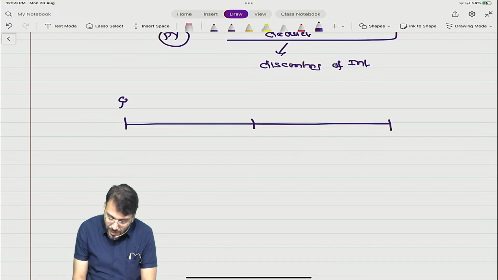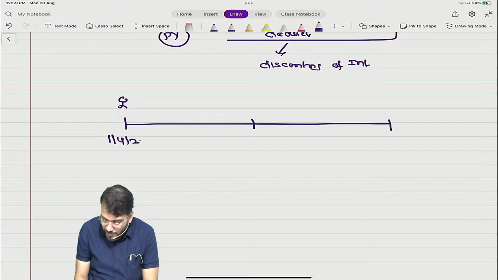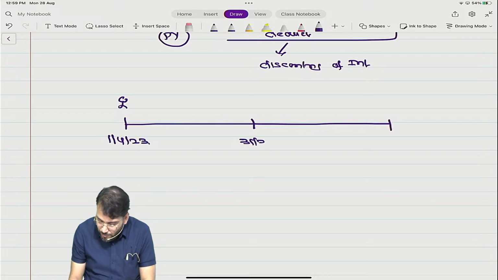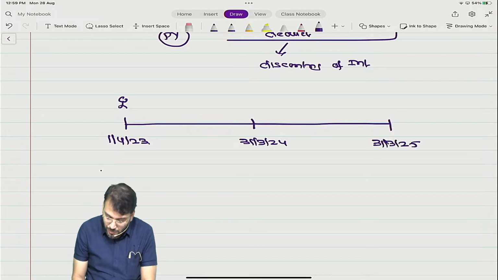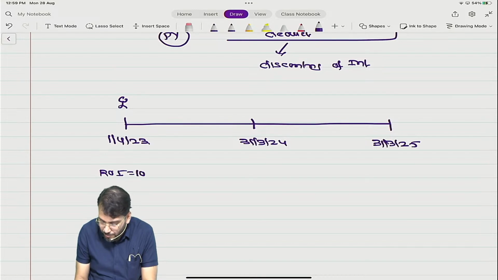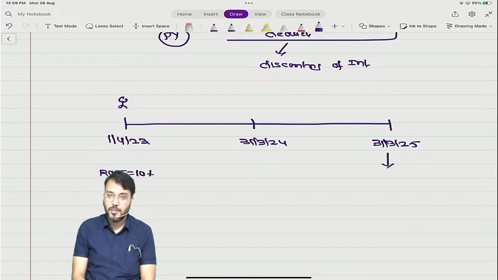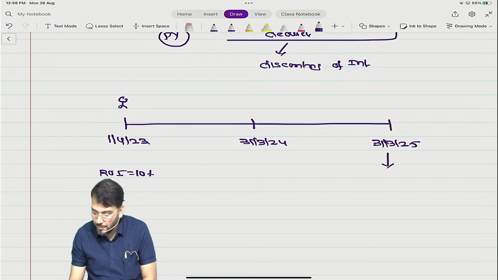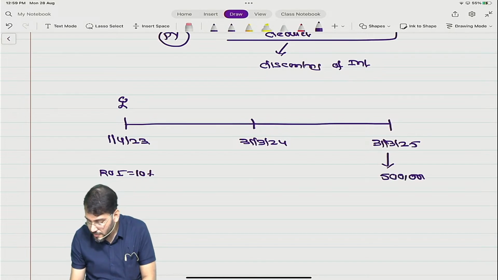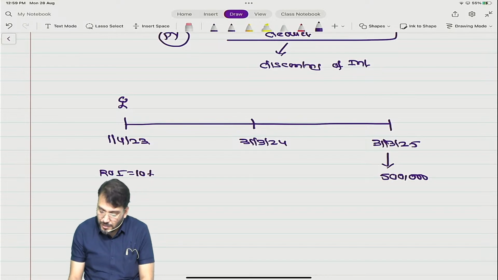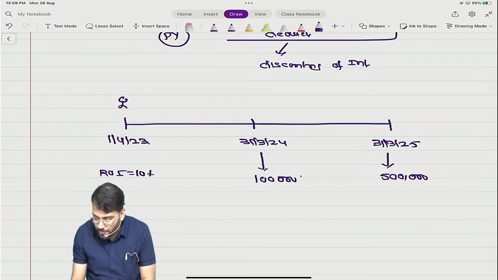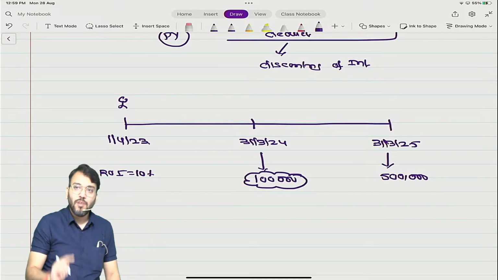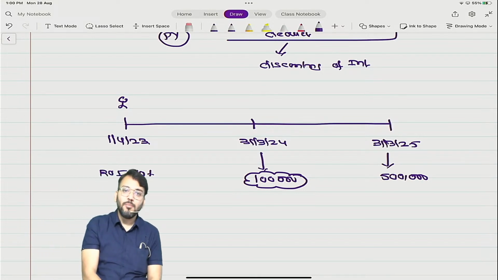Now you are standing here. This is 1/4/2023, this is 31st March 2024, and this is 31st March 2025. The rate of interest decided is 10%. At this point of time, we have made one contractual agreement that I will pay you 5 lakh, and 1 lakh. Means I'll make 2 payments to you: 1 lakh at the end of 1 year and 5 lakh at the end of the 2nd year.